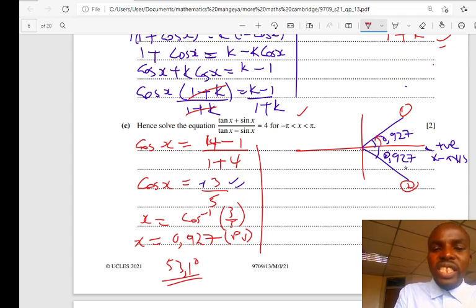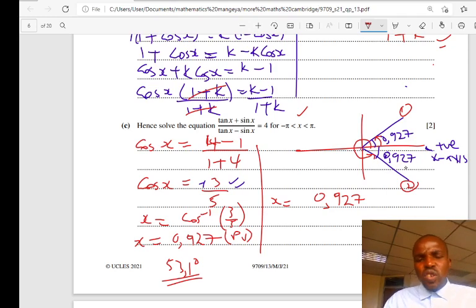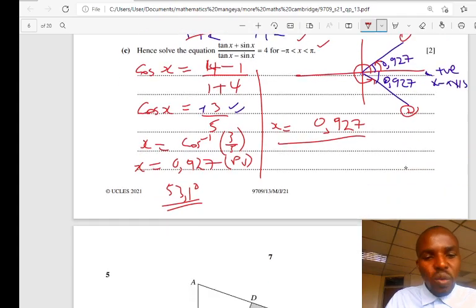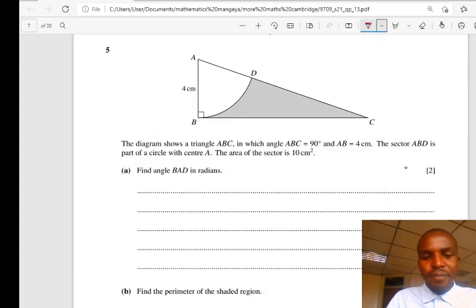Actually, we can say x is equal to 0.927. Then the other angle is from the positive x-axis to the second line. But this angle will be more than 180. Our limit is up to pi, and it will be more than pi. So it means that one is out of range. So the only solution is 0.927. We are done.